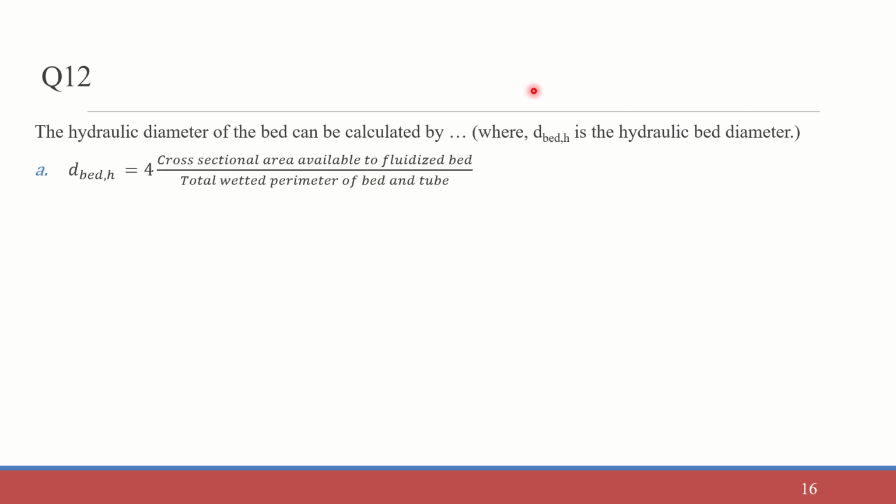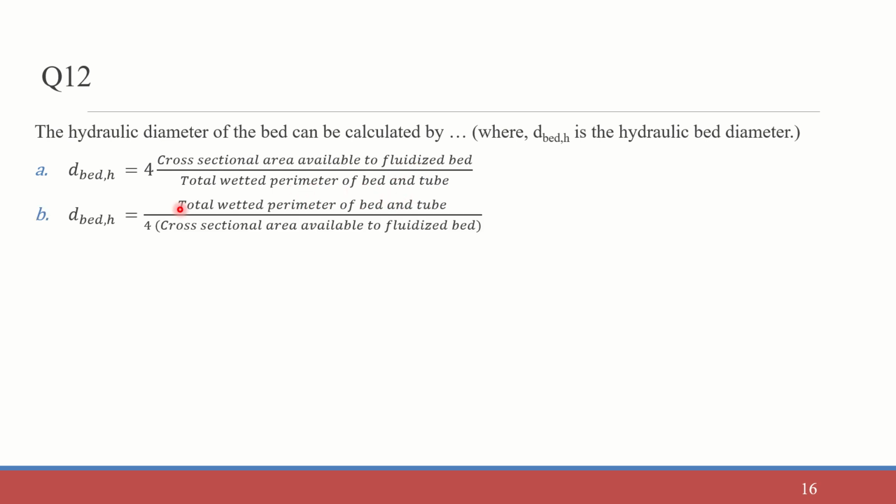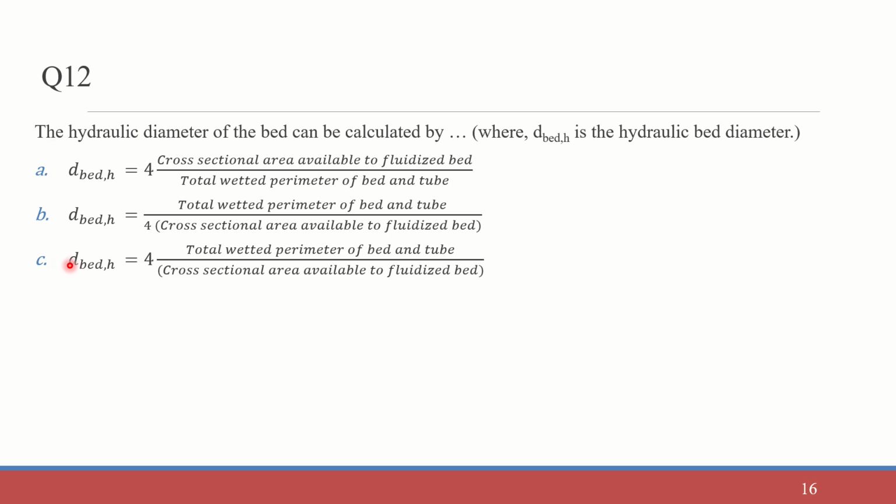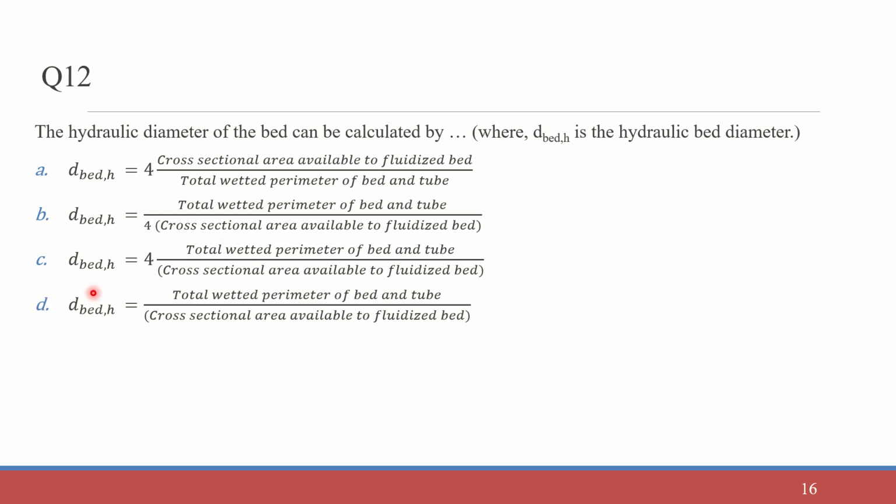So let us look at the options. Option A, the hydraulic diameter is equal to 4 into cross sectional area available to fluidized beds divided by total wetted perimeter of bed and tube. B, the hydraulic diameter for the bed is equal to total wetted perimeter of the bed and tube divided by cross sectional area available to fluidized bed. Option C, it is 4 into total wetted perimeter of bed and tube divided by cross sectional area available to fluidized bed. And option D, it is total wetted perimeter of bed and tube divided by cross sectional area available to fluidized beds.